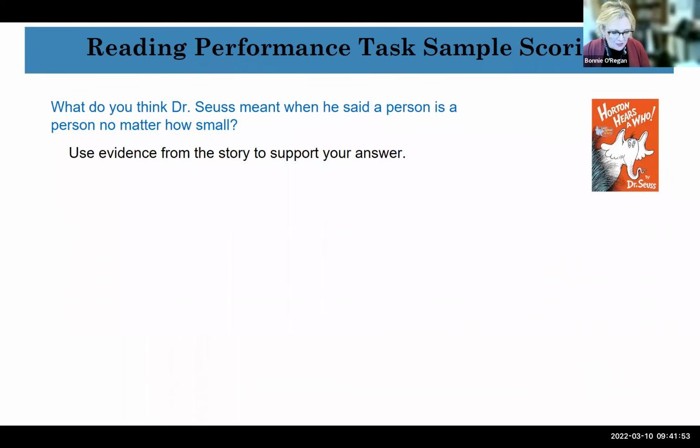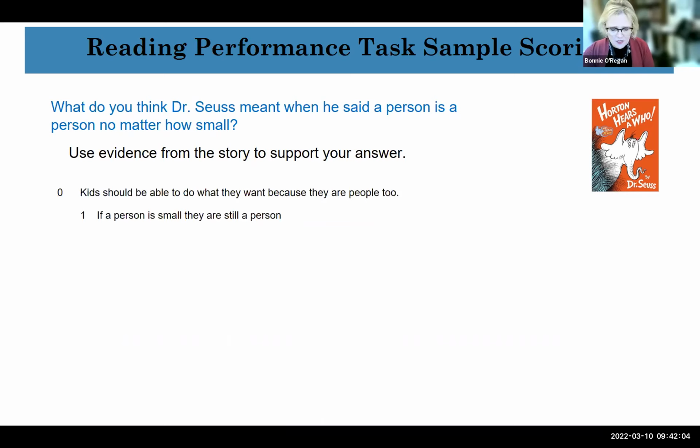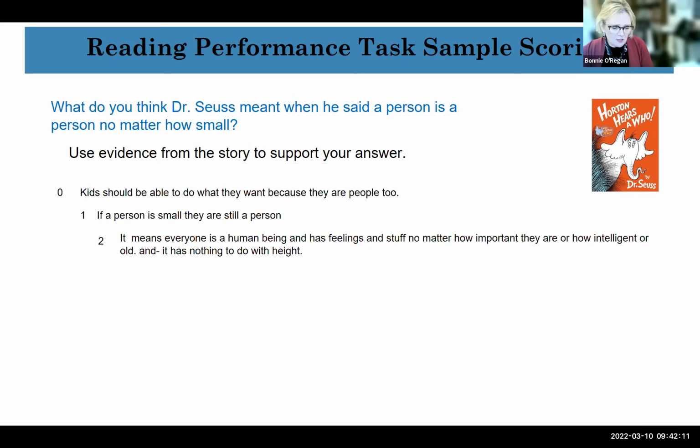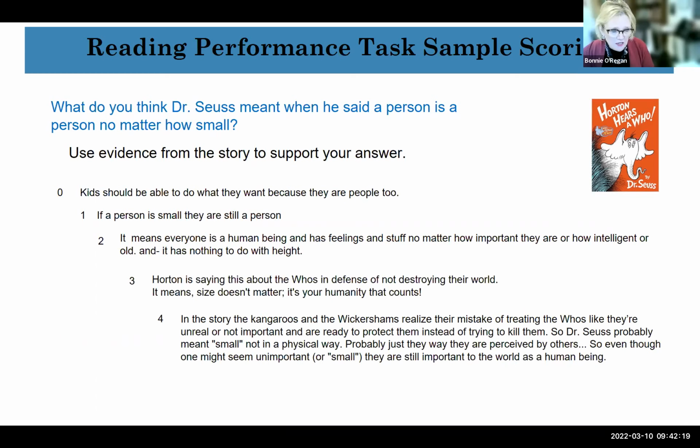For example, in response to the question about the quote from the story, what did Dr. Seuss mean when he said a person is a person no matter how small? A student who provides no evidence of understanding and really is making no interpretations would say, well, kids are people too. However, a response that says that the quote has nothing to do with height conveys a superficial understanding of the text. But by expanding upon this idea and saying that size doesn't matter and that humanity does, the student goes beyond that literal level and is actually interpreting the text using evidence.